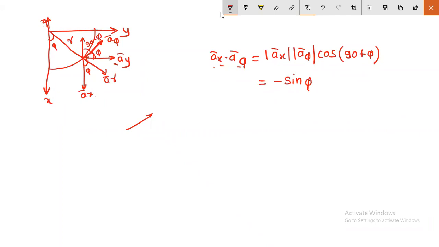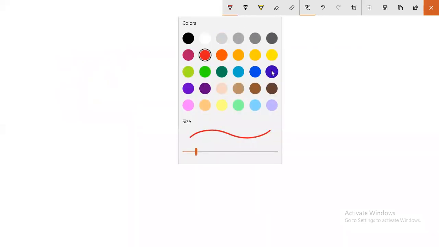So is it clear now? Is it clear? Yes. Okay. So now we will see one example on this vector transformation, and this example is asked mostly. So just concentrate here.